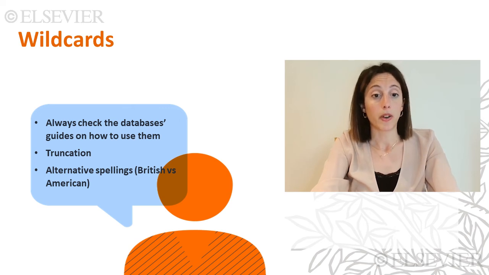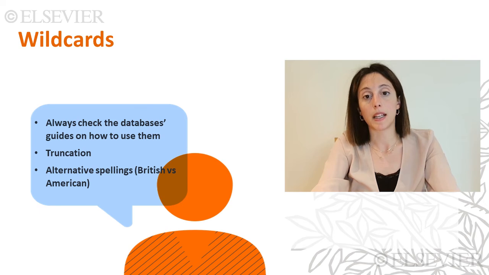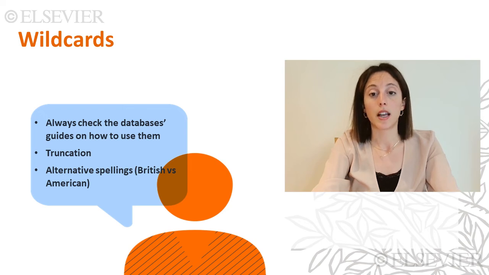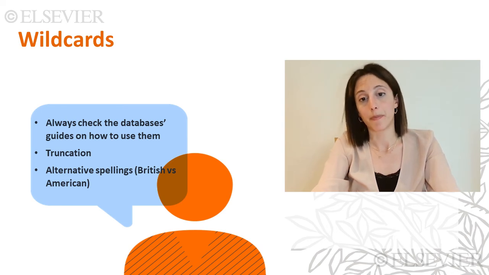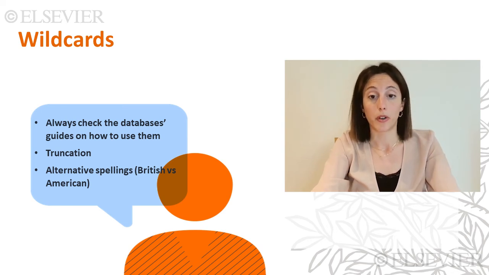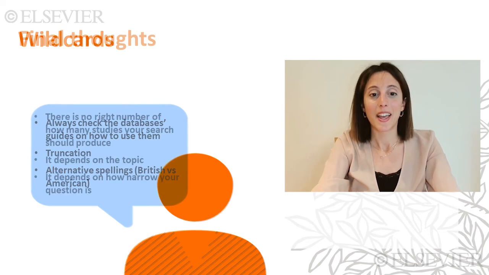Another example is when you have alternative spellings, for example, English versus American spelling. In each database, again, you will have a wildcard that you can place in the word and make it replace any character. For example, the term labor, instead of writing labour or labor, you could write labo?r. And that will find both terms, labour and labor, with the alternative spellings.